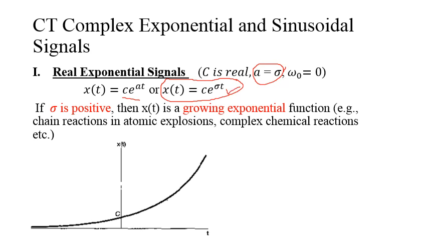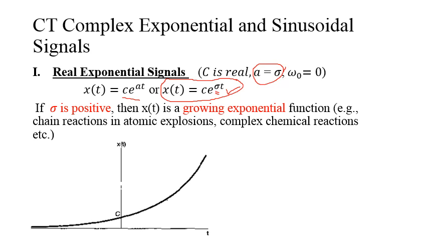Now whether it will be growing or decaying depends on the value of sigma. If sigma is positive, in that case you understand it will be an exponentially growing signal, right? Examples of exponentially growing signals are the chain reactions in atomic explosions, or they can be in complex chemical reactions and so on, right?